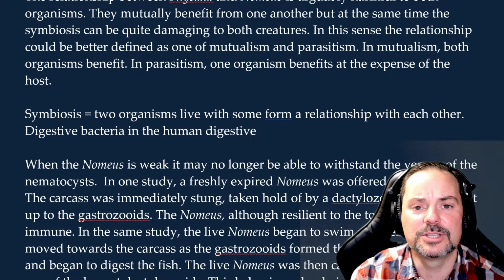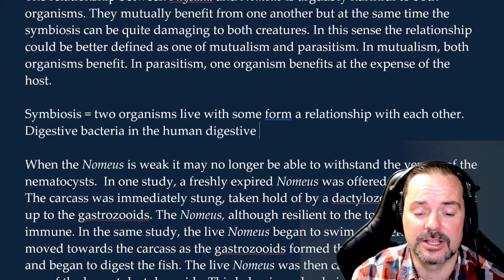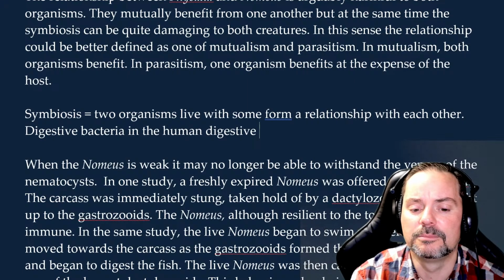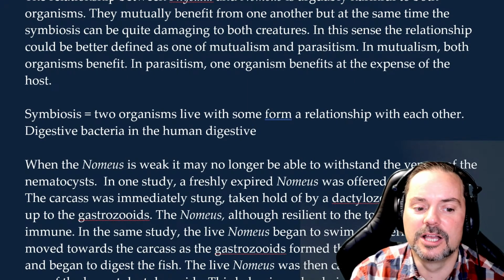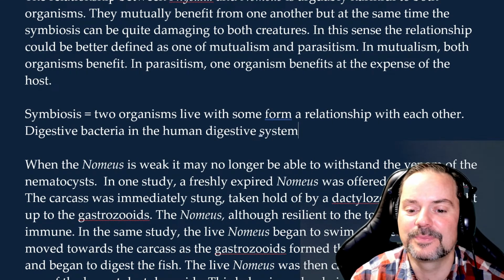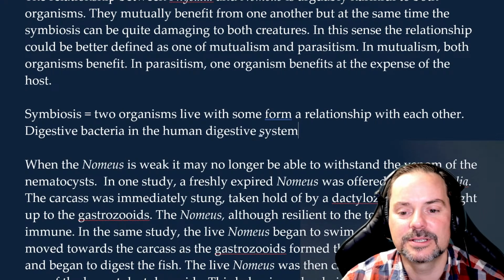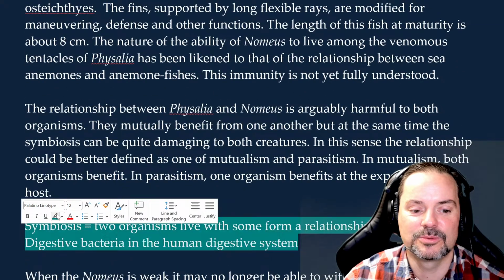Yeah, we have all kinds. We have mushrooms, yeast, fungus living inside of us that help us. We have organisms on our skin that help clean our skin. That's why it's not good to take 5 showers in a day. So digestive bacteria in the human digestive system is a type of symbiosis. So yeah, it's an important part of the natural world. Okay.